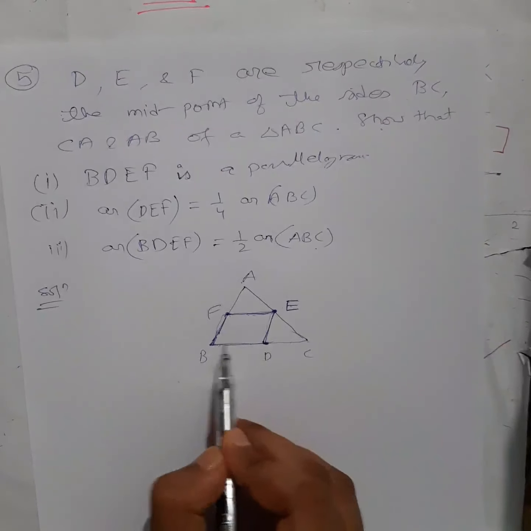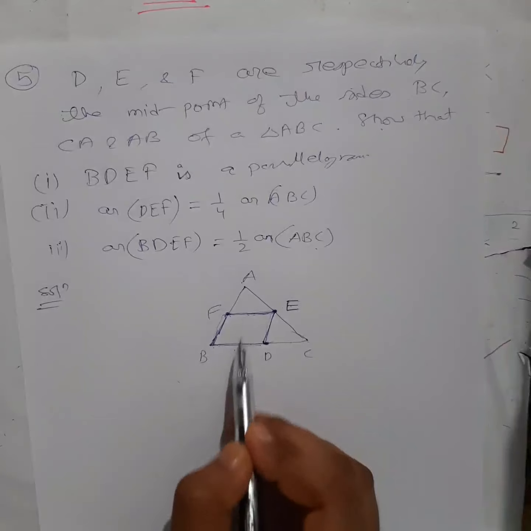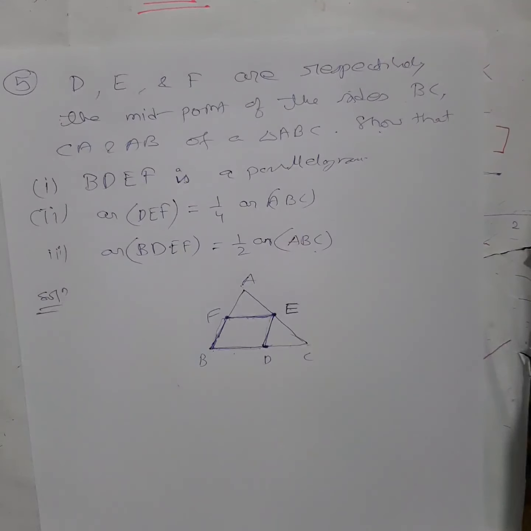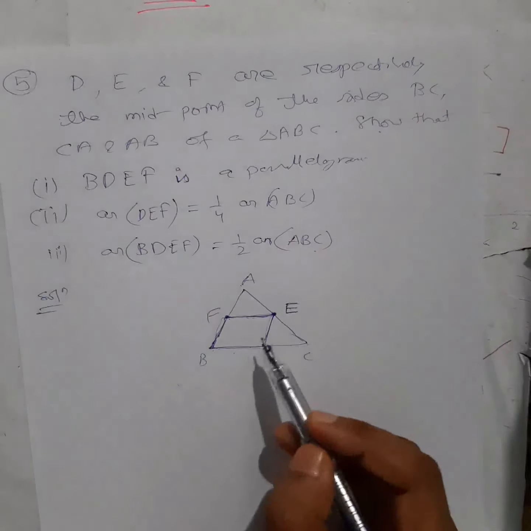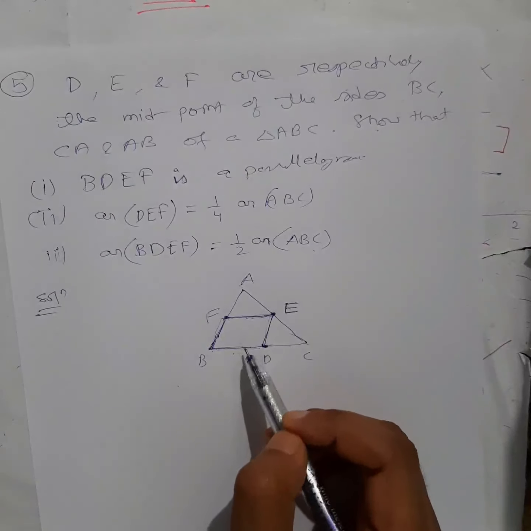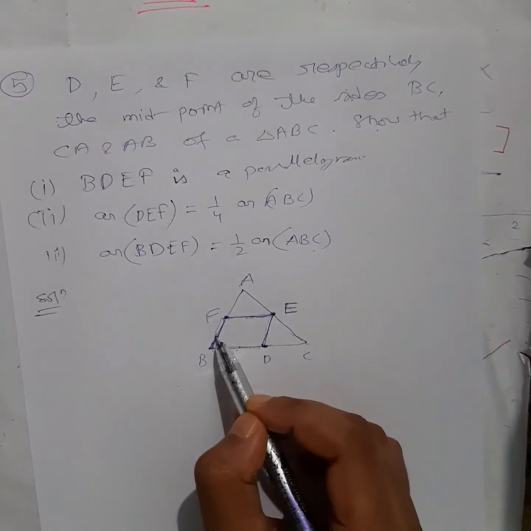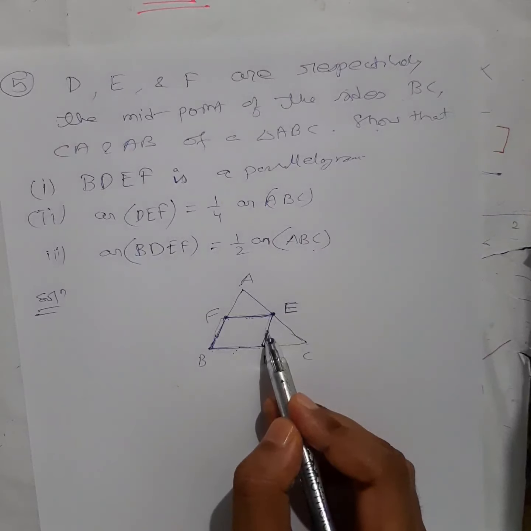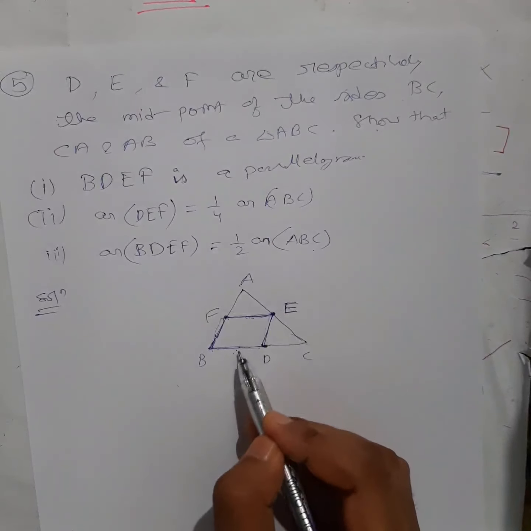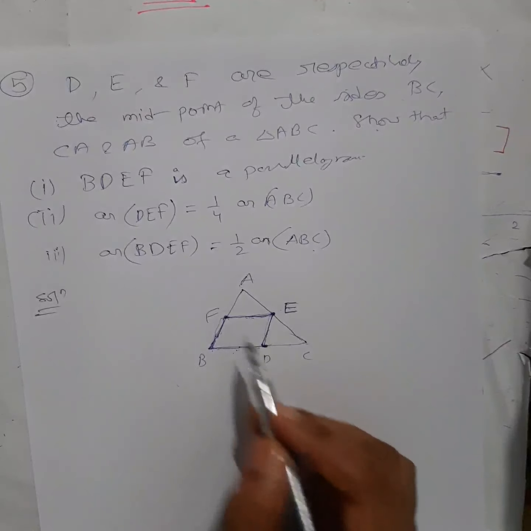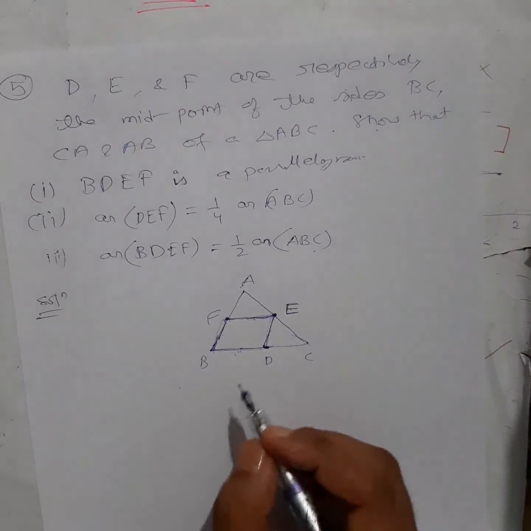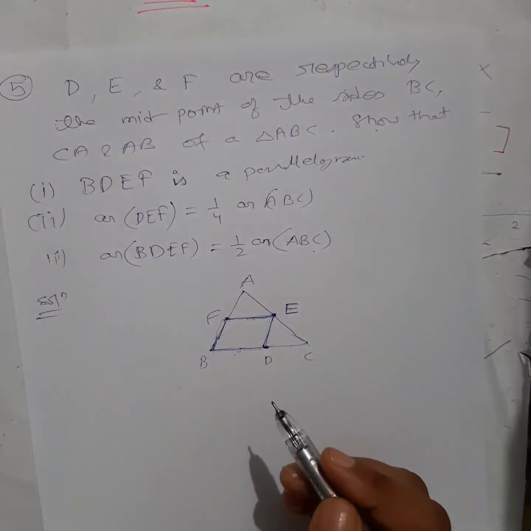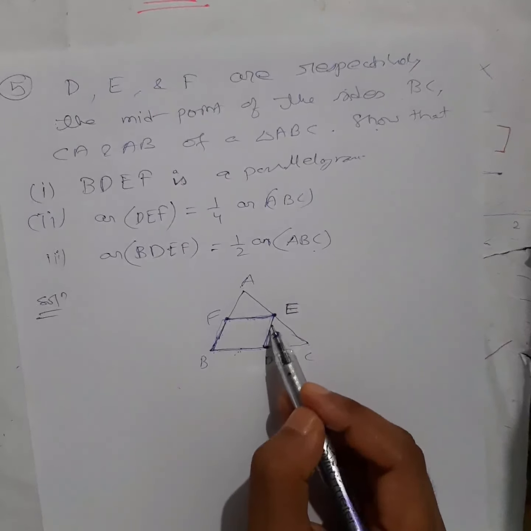Means you have to show this and this are parallel, and both opposite sides are equal. Now see carefully. You don't have to prove both, because if you can prove this and this are parallel, then obviously they will be equal. So equality you don't have to check, okay? Or if you can show this and this are equal, then obviously they will be parallel. You don't have to check for parallelism, okay? So any one of these you can show. So the thing is, which one can you show here?